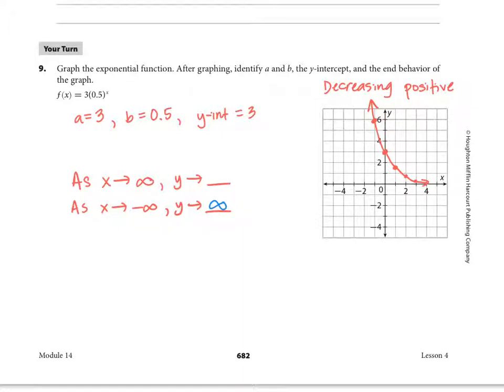And you can keep going. It's going to get closer and closer and closer to 0. It's getting smaller, but it's like kind of slowing down. So you're going to see it's flattening out, and that means our y, as we're going to the right, our y gets closer to 0. That's the end behavior. Let's take a look at one more.